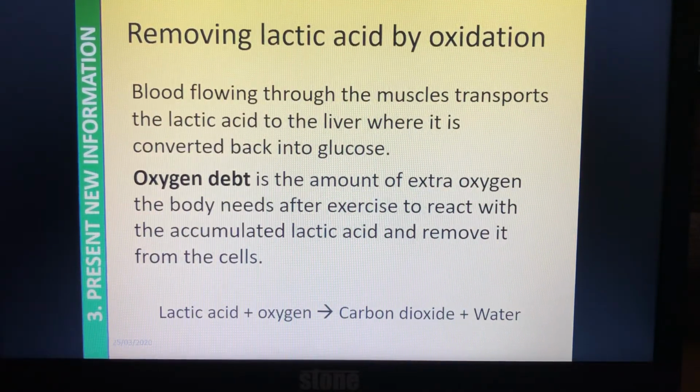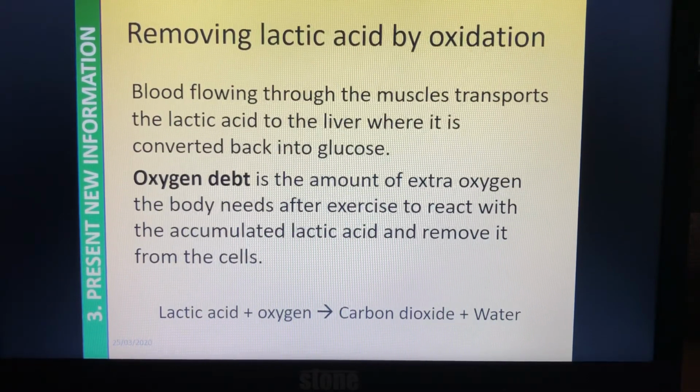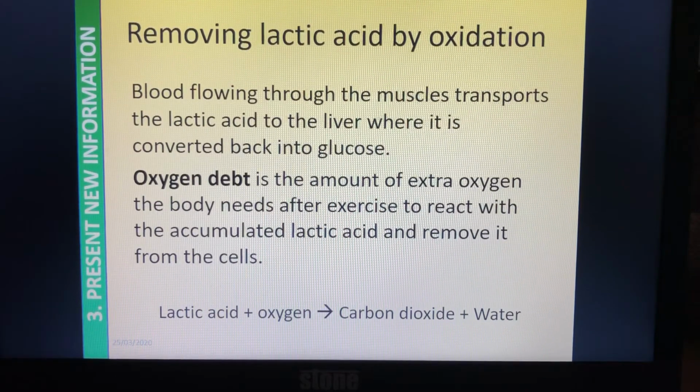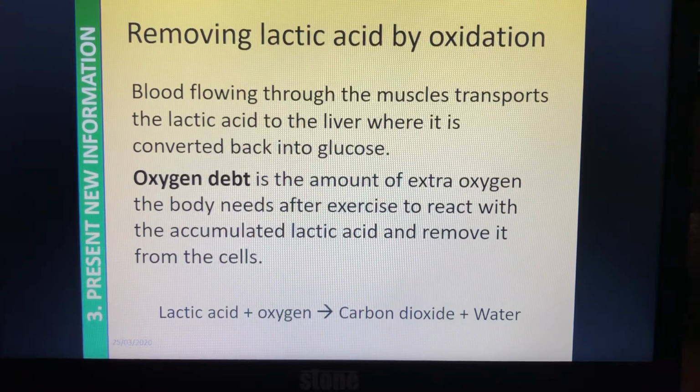Okay, so removing lactic acid by oxidation. So we've got 2 ways that the lactic acid is removed. Okay, we are going to have to write notes from this entire page, so we need this whole page as notes in our books, please. You can listen to me and then pause it to write your notes, or you can be writing as I talk, I don't mind.